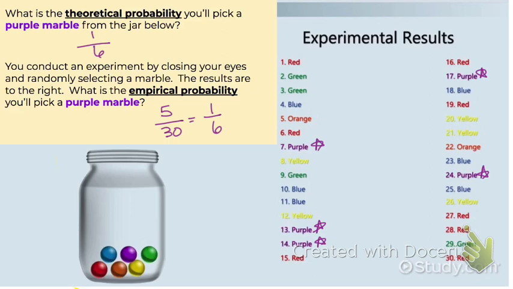In this case, our theoretical and our empirical probability are the same, but that's not always going to be the case. Typically, the more experiments you do, the closer your empirical probability is going to get to your theoretical probability.